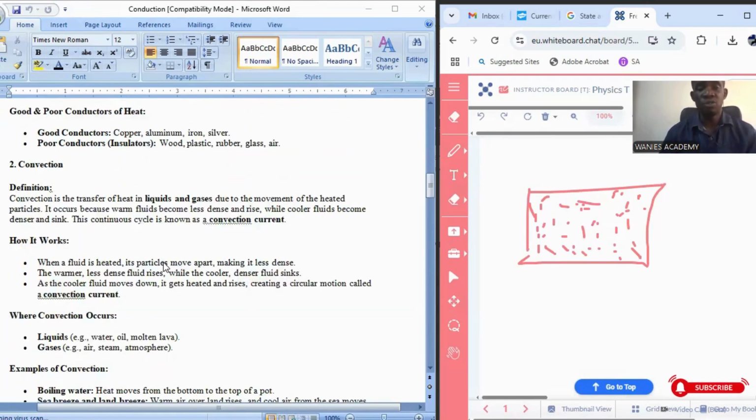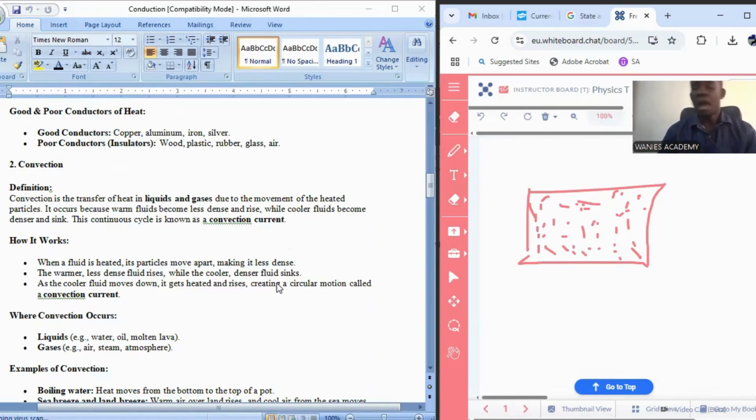Now we move straight into the second method of heat transfer, which is convection. Convection is a transfer of heat in liquid and gas, and they are referred to as a fluid. It occurs due to the movement of the heated particles, because warm fluid becomes less dense and rises, while cooler fluid becomes denser and sinks. So the continuous cycle is known as convection current. So when this happens continuously, it is referred to as convection current.